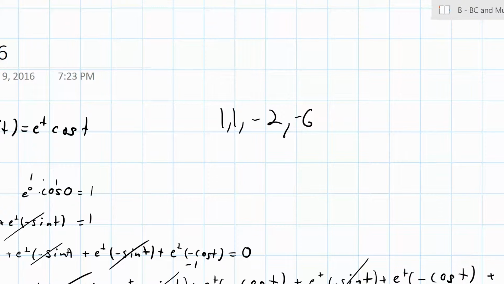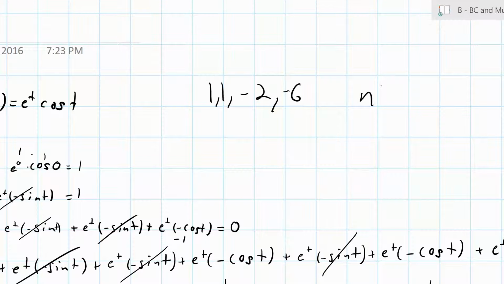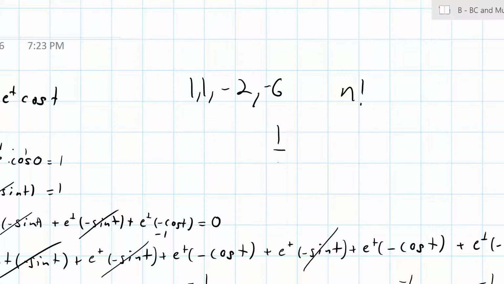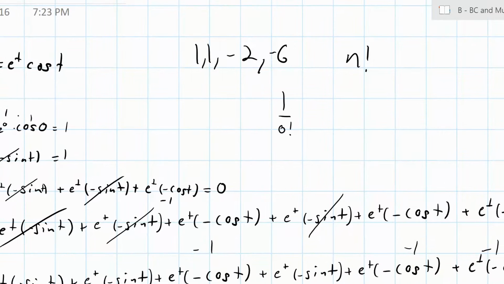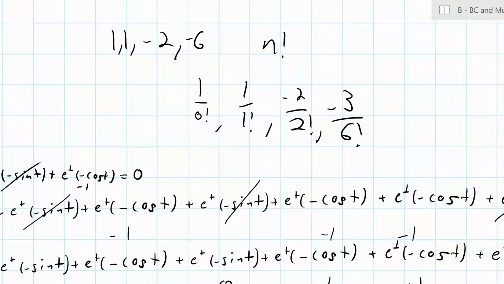So what we want to do next is divide by their n factorial. So it'd be 1 over 0 factorial, and then 1 over 1 factorial, negative 2 over 2 factorial, and negative 3 over 6 factorial. And these can all be simplified to be 1, 1, negative 1, negative 1.